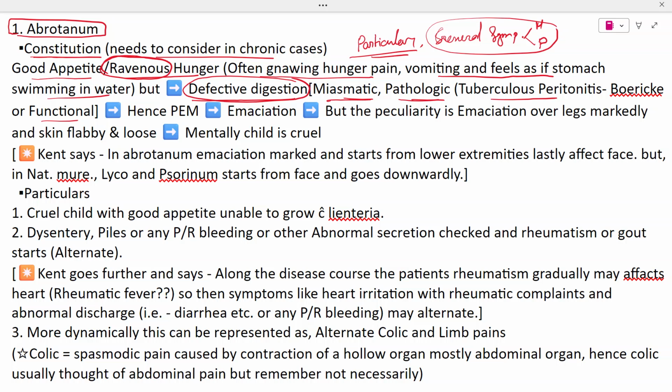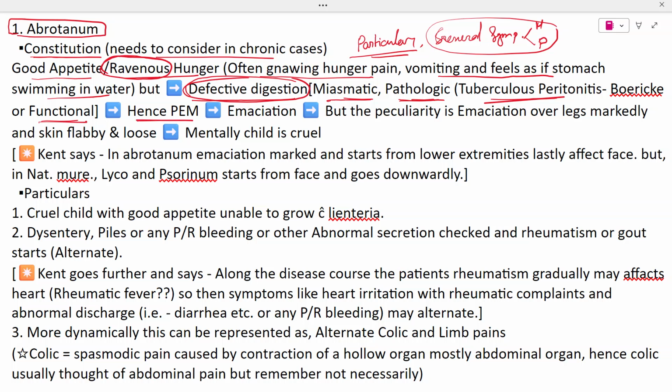Miasmatic means, as I have suggested, there may be a constitutional disease that he or she has inherited from the past, from a previous generation, and maybe that can be diagnosed or not. We do not know all types of diseases. So maybe it is constitutional, maybe idiopathic basically, or it may be a pathology. Maybe there is some disease like tubercular peritonitis, as Boericke suggests, or a functional disease. Maybe there are only symptoms, no pathology as such. So the patient has a good appetite, but there is defective digestion, due to any cause.